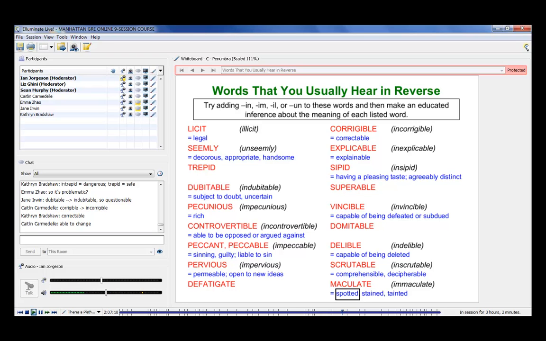We still got trepid out there. Catherine had a good guess at it, but wasn't perfect. It is intrepid, but intrepid doesn't have to do with safe or dangerous. It has to do with fearful or brave. Intrepid means brave, trepid means fearful. Intrepid, fearless, trepid, fearful.